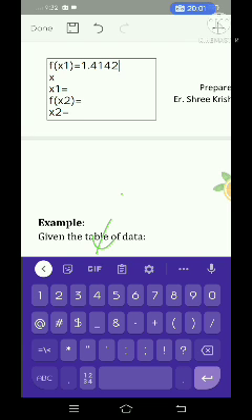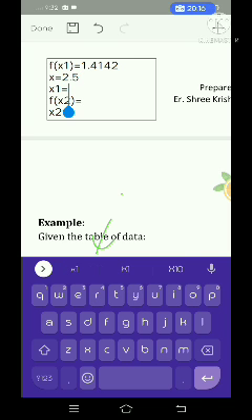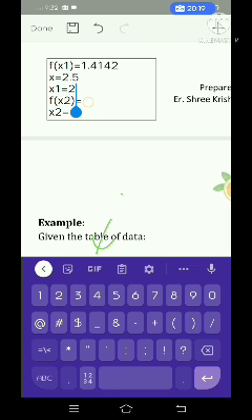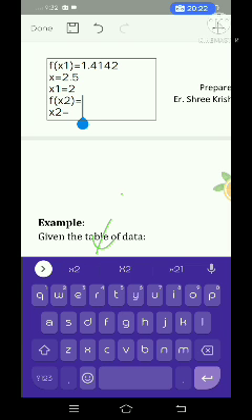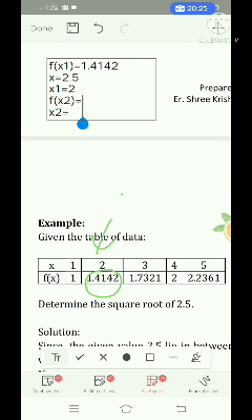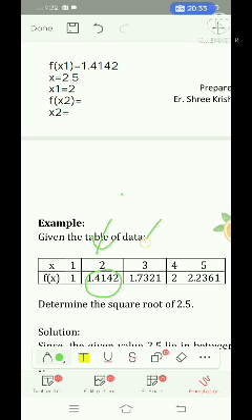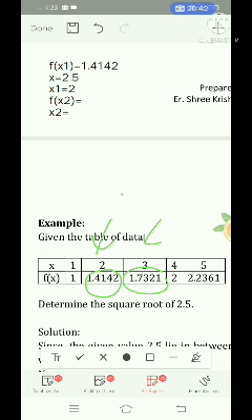How about for our x? Yung x natin, class, yan yung pinaka-unknown natin, which is 2.5. The approximate value of square root of 2.5. Ayan, that will be our x. Well, x sub 1, kanina sabi ko is 2. So, what will be our fx2? Since our x sub 1 is 2 and our x sub 2 is 3, obviously our fx2 is 1.7321. So, sulat natin 1.7321.